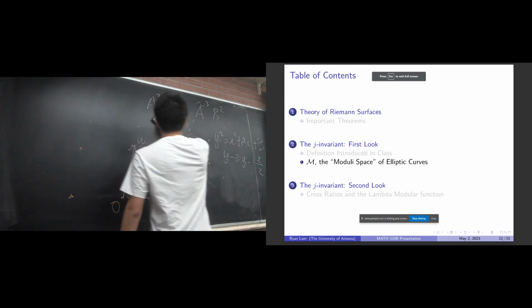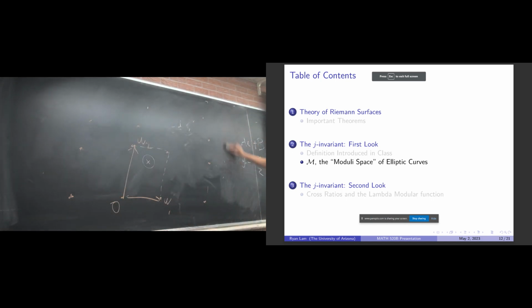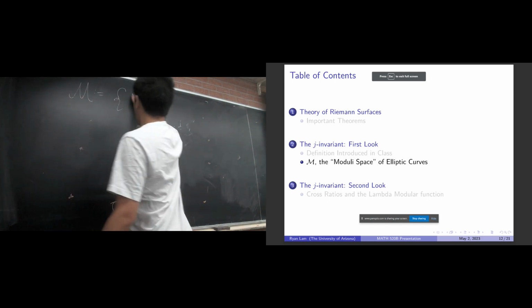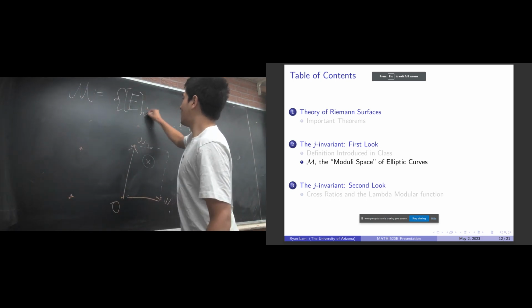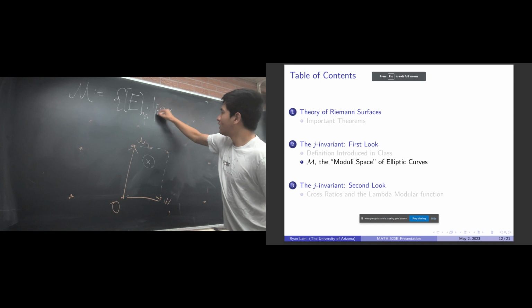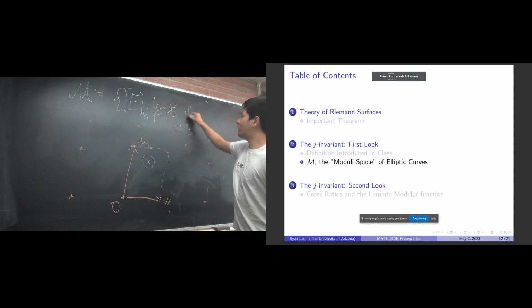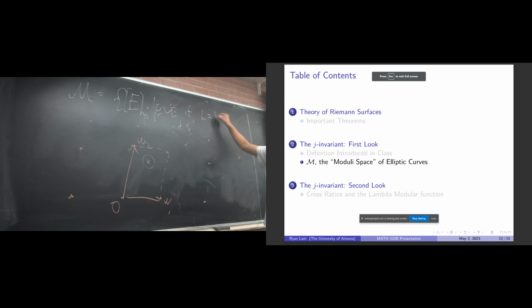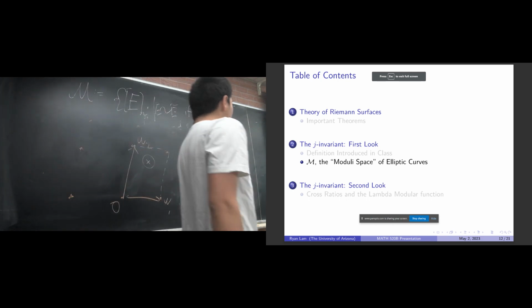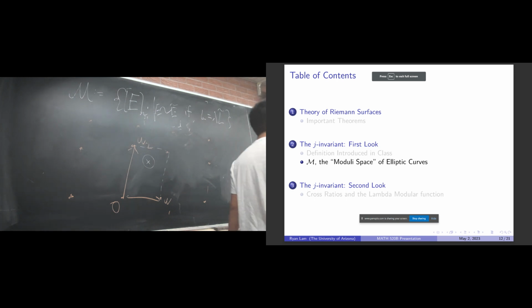Now we want to look at M. Let's just recall what M is. M is all elliptic curves on the isomorphism relation, where E is E tilde if the lattices are scaling apart. So they are isomorphic elliptic curves. We just showed that in class.